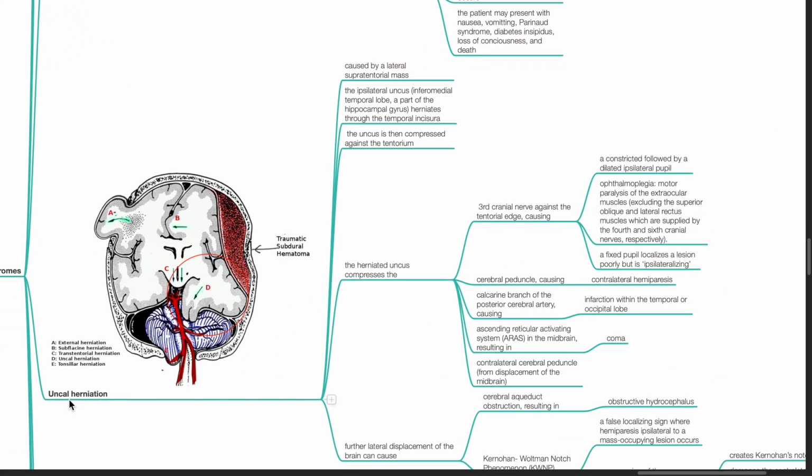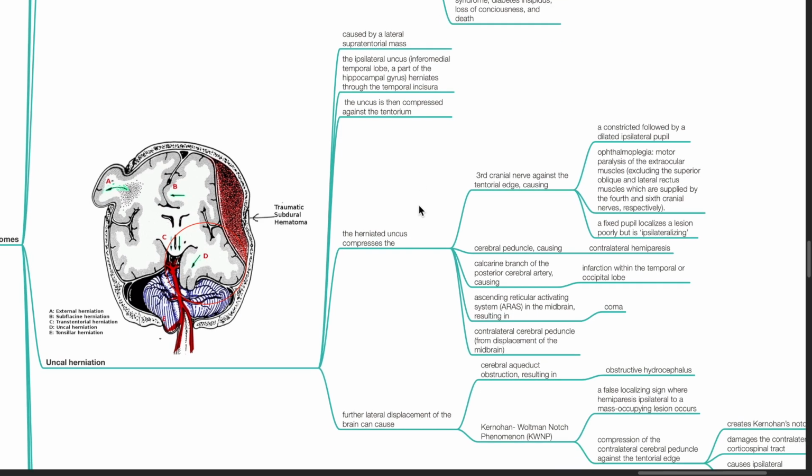Uncal herniation. It is caused by a lateral supratentorial mass. The ipsilateral uncus, which is the inferomedial part of the temporal lobe, forming part of the hippocampal gyrus, herniates through the temporal incisura. The uncus is then compressed against the tentorium.